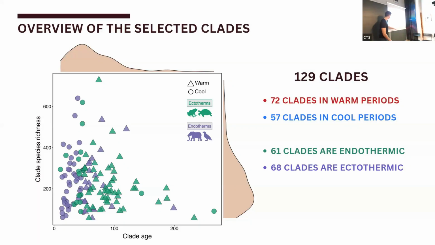And we can see here that there are some clades which are older and have fewer species, whereas other clades are much younger but have a higher number of species. So the results that I'm going to show are based on these clades that were selected.